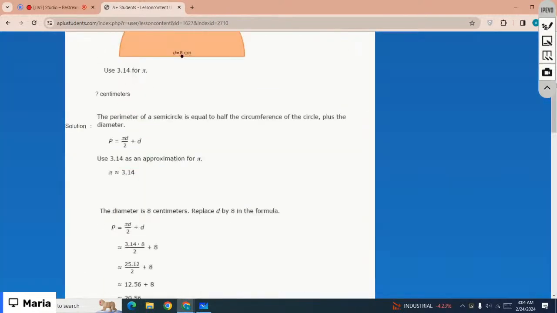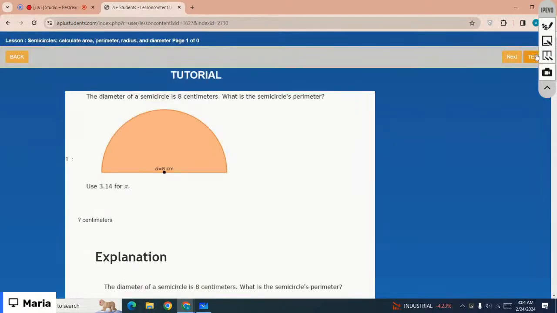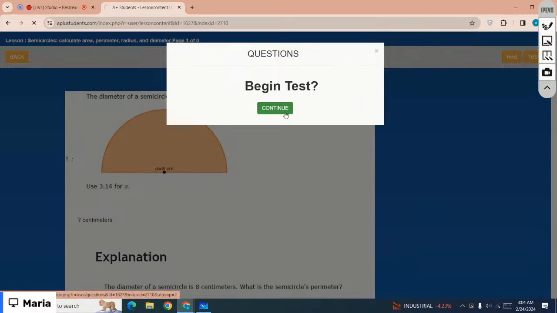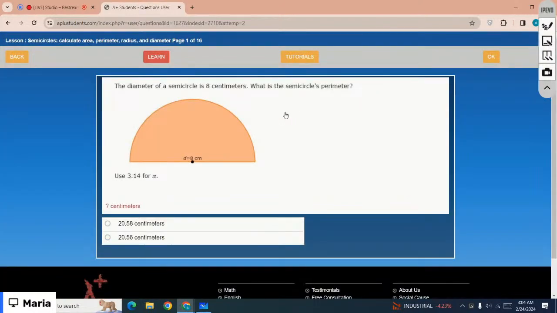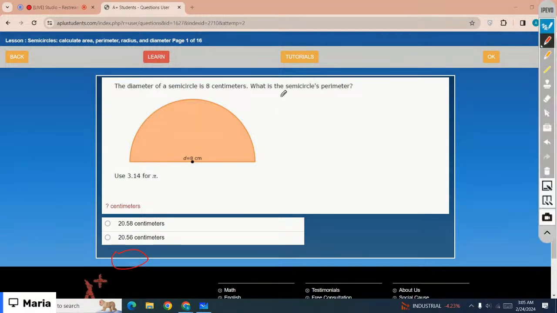Okay, let's start with the test questions. The perimeter equals pi d over 2 plus the diameter. The diameter of a semicircle is 8 centimeters. What is the semicircle's perimeter? The perimeter of the semicircle is half the circumference of the circle, pi d over 2, plus the diameter. You are given the diameter equals 8 centimeters. That's exactly the same as we did in the tutorial, so I remember the answer, that is 20.56 centimeters. The formula you need to use is pi d over 2 plus d.